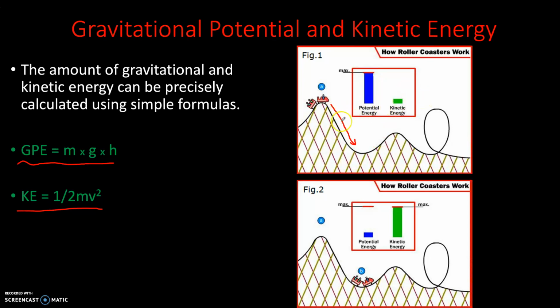But as the GPE goes down, as it gets transformed into kinetic energy, the roller coaster gets faster, and then it climbs back up the next hill. It transforms its kinetic energy back into GPE, and the cycle continues.